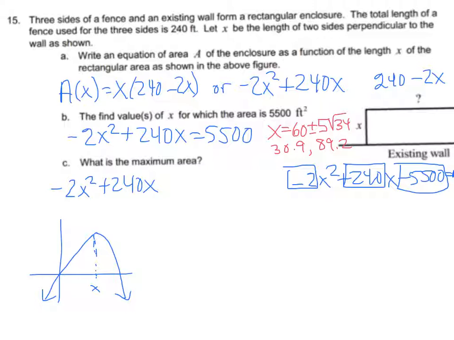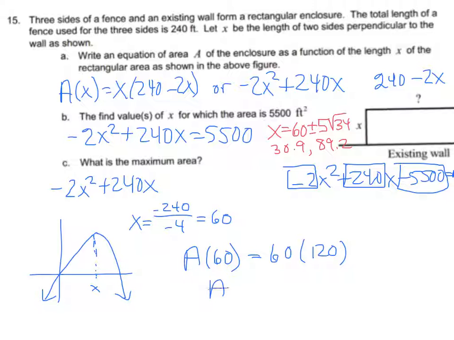and then evaluate for that. To do so, the vertex of this parabola occurs at the opposite of b over 2a, or 60. And I have an area function above, so if I can find A of 60, which would be 60 times 120, this would be the maximum area. So A of 60 is equal to 7,200 square feet. So that's how you would go about doing problem number, whatever that is, 15.